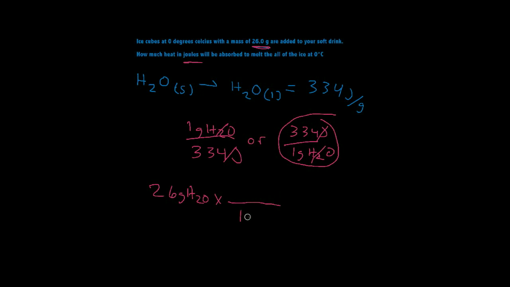So I know for every 1 gram of H2O, I have 334 joules. Okay, so that's going to equal blank joules of energy, because my grams of H2O here are going to cancel out. I'm going to be left with joules. So basically all I'm doing at this point is multiplying 26 by 334, dividing that by 1. It's going to give me my answer in joules, which is what I'm looking for.